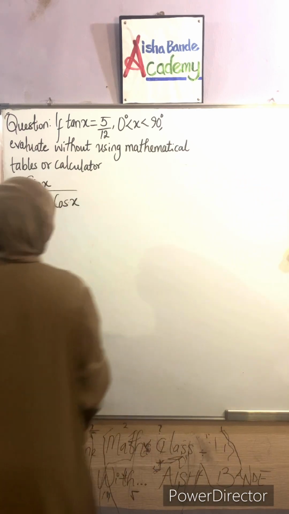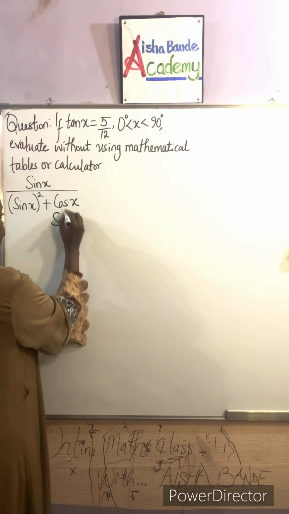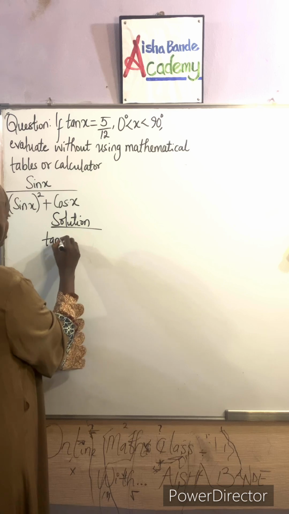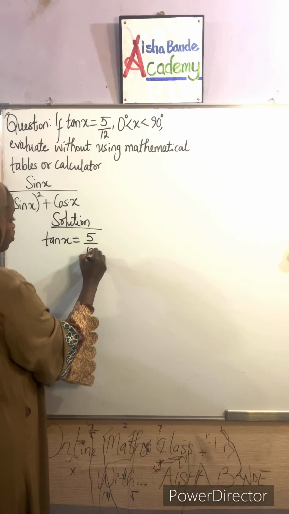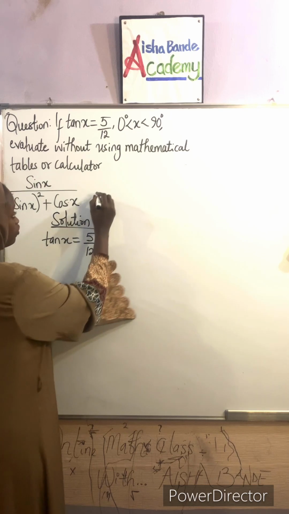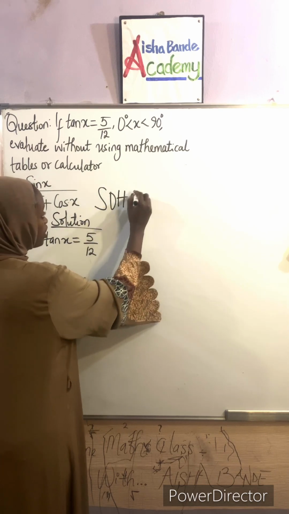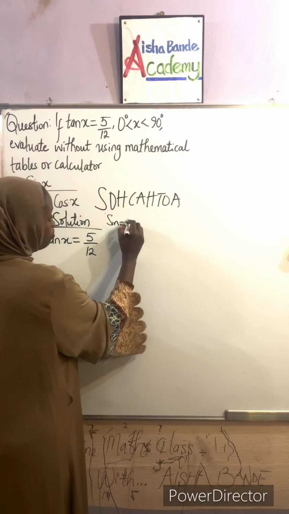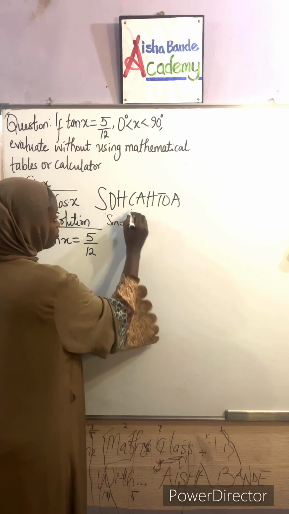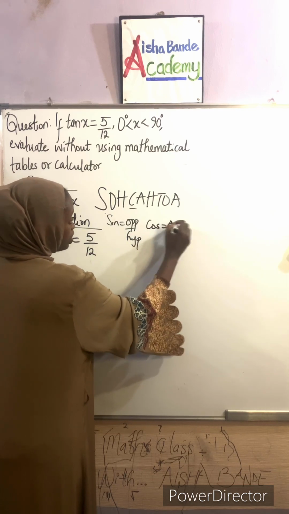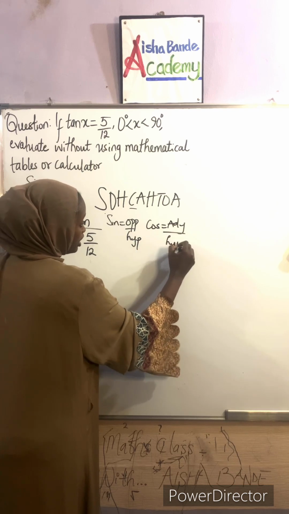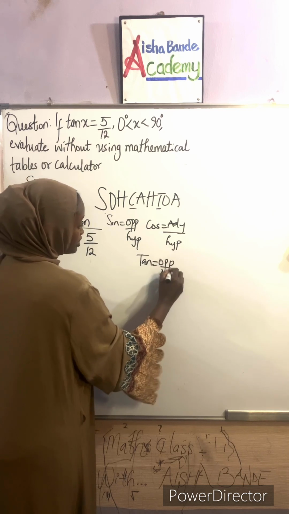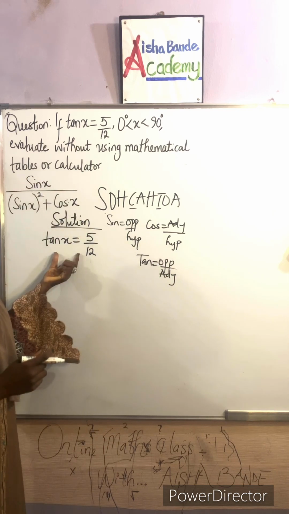So all we need to do first to solve a question like this is to bring out the parameters given and interpret. So we are given that tan x is equal to 5 over 12. This is just to remind us of trigonometric functions where we have our SOHCAHTOA, where we have our sine is equal to opposite over hypotenuse. We have the cos, which is equal to adjacent over hypotenuse. And the last one is the tangent, which is tan is equal to opposite over adjacent. Okay. So now we are given that tan is 5 over 12.